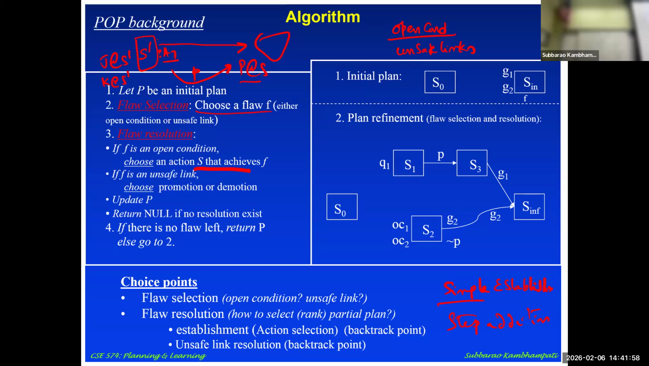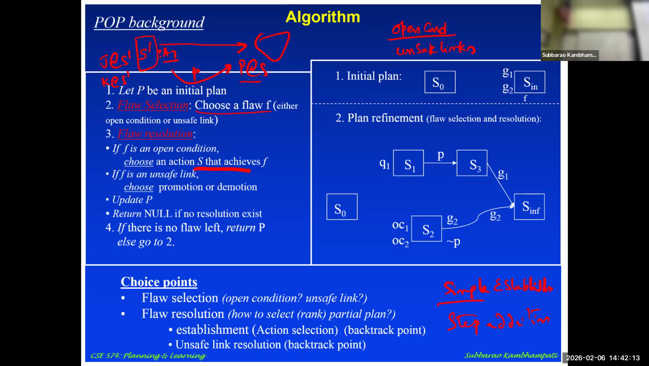If you're doing local search, then you pick a flaw, you pick a resolution, do it and see what happens. And then it'll hill climb over. That's also possible. You see what I'm saying?